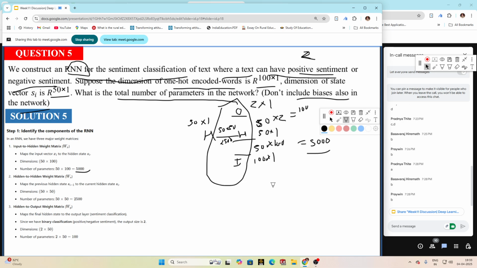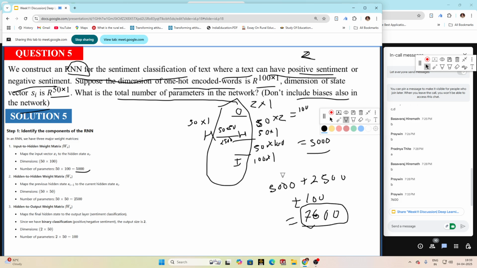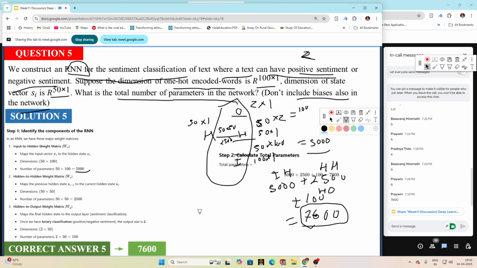So just sum up 5000 plus 2500 plus 100. That will be your answer, that is 7600. Again I am repeating: 5000 is the number of parameters between input and hidden state, 2500 between hidden and hidden state, and 100 between hidden and output state. So 5000 plus 2500 plus 100 is 7600. So 7600 is your answer. Is it clear to all of you?